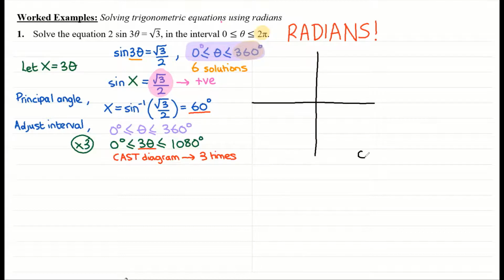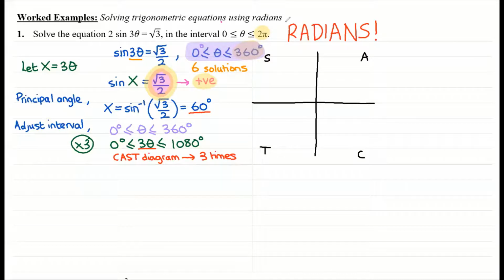So CAST, C, A, S, and T. Let's add our principal angle. And remember, we know that this value here is positive, so that's going to go in the positive part of the CAST diagram for sine.